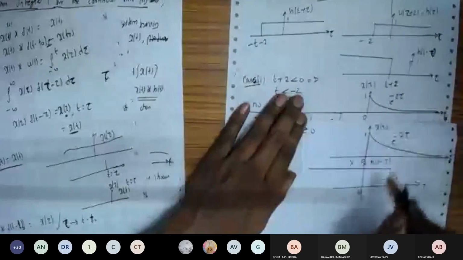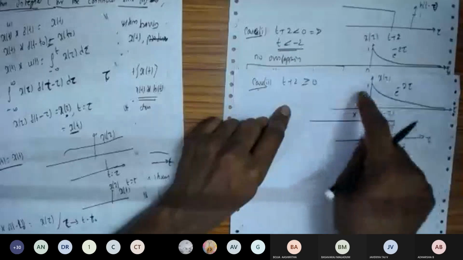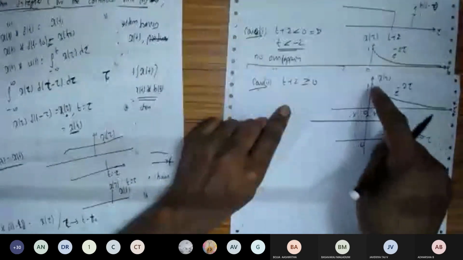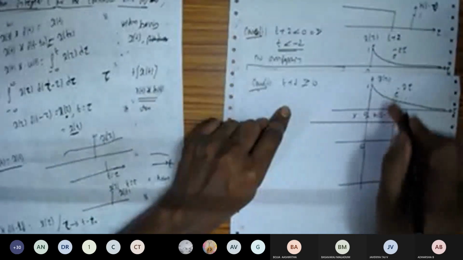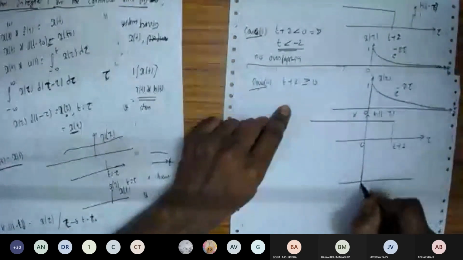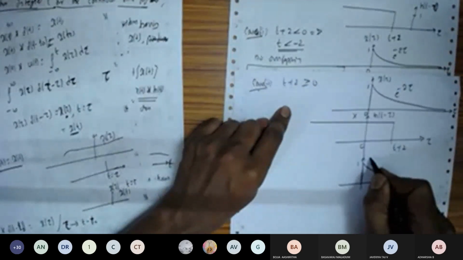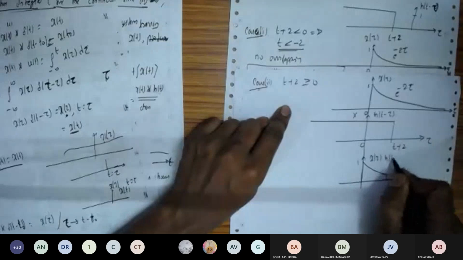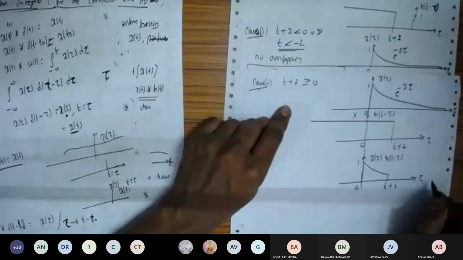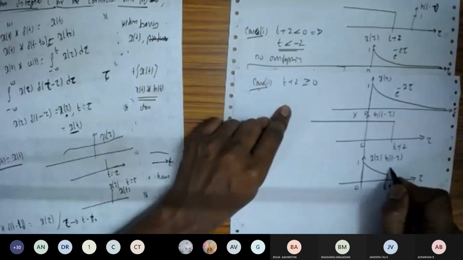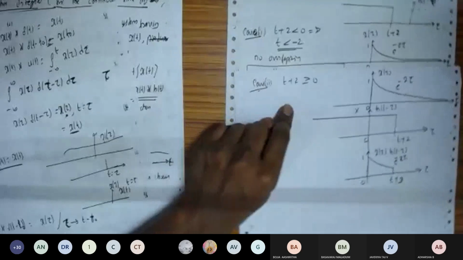We need to take the product of these two. Below 0 the value is 1, and 0 into 1 is nothing but 0. The other is exponentially decaying, and this has the value 1, so when you multiply both, the same exponentially decaying waveform results. This is the product of x of tau into h of t minus tau. The product exists from 0 to t plus 2, and its value is e to the power of minus 2 tau, from 0 to t plus 2.